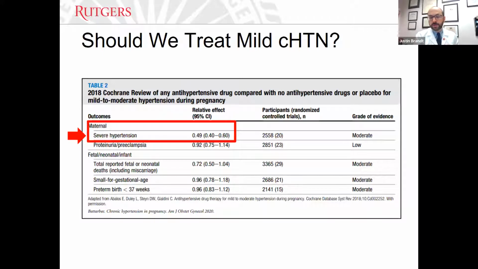And we, of course, were worried, could this be at the expense of higher rates of complications like growth restriction or perinatal death? And the data from this Cochrane review was favorable and suggested there wasn't an increase in fetal death and neonatal death, and there wasn't an increase in small for gestational age or preterm births for patients who had mild chronic hypertension who were treated with blood pressure meds, again, at a time when we would typically not use blood pressure meds in pregnancy.